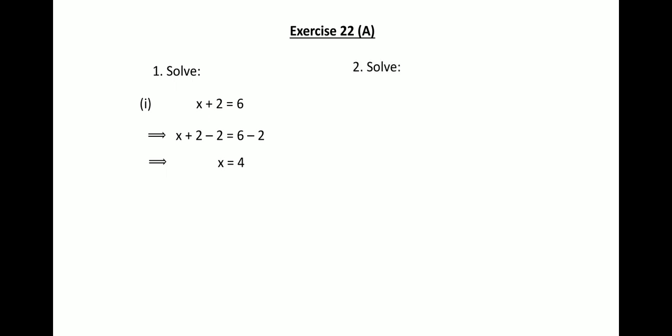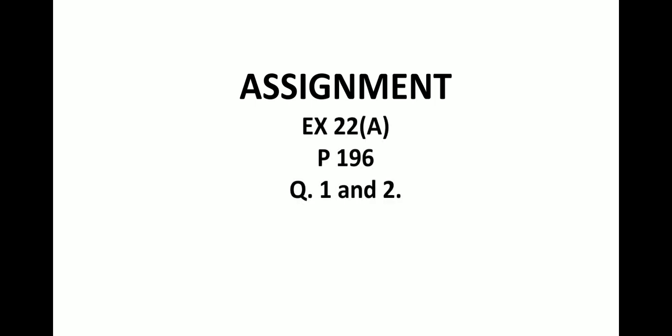Number 2, solve x minus 3 is equal to 2. In order to get rid of this minus 3, we'll add 3 in both the sides, and we'll get x equals to 5. So this is how we are going to solve question number 1 and 2. Similarly, you can try for the assignment exercise 22a, page number 196, question number 1 and 2 all.